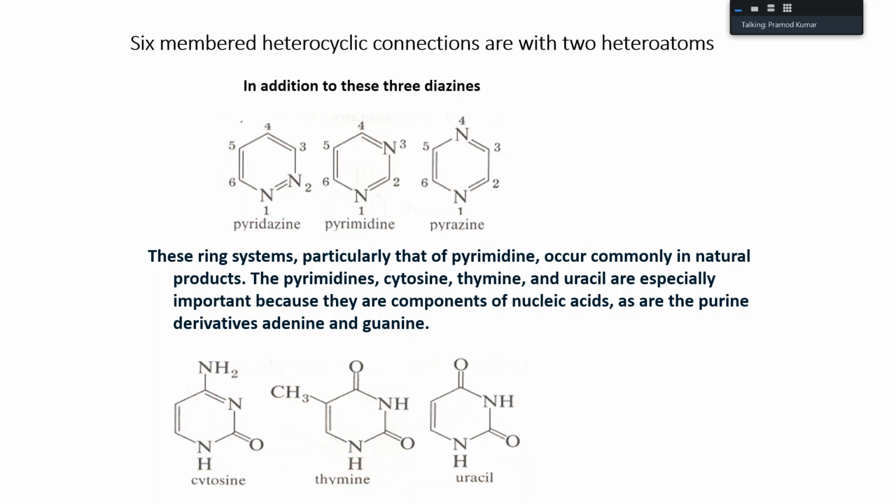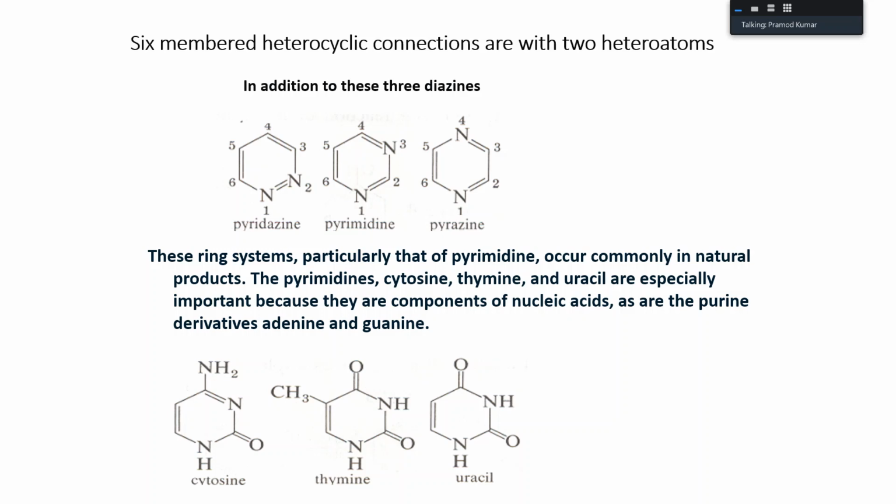These are six-membered heterocyclic rings containing two nitrogen heteroatoms. Depending upon their positions, they are known as pyridazine, that is 1,2, pyrimidine, that is 1,3, and pyrazine, that is 1,4. Pyrimidine forms your cytosine, thymine, and uracil. They are important components of your nucleic acid.